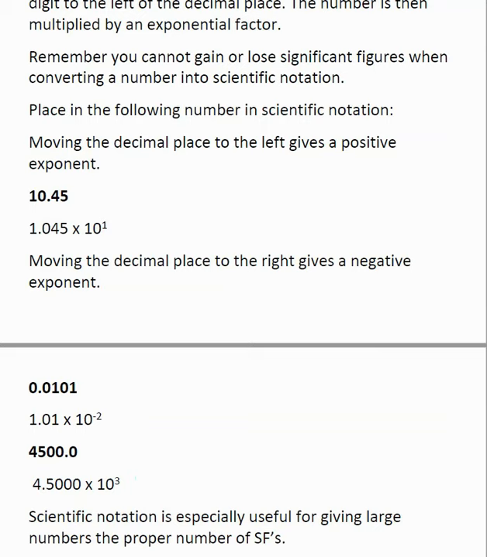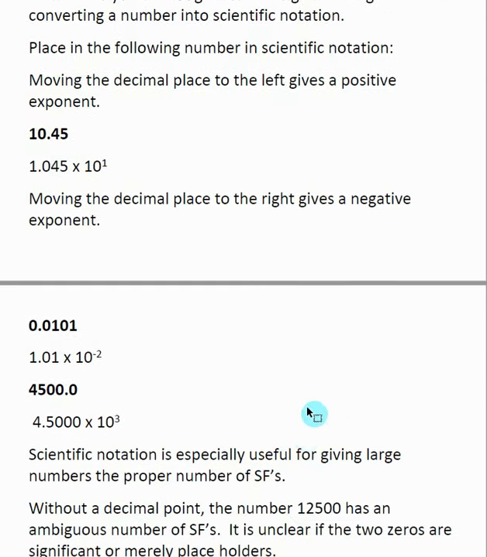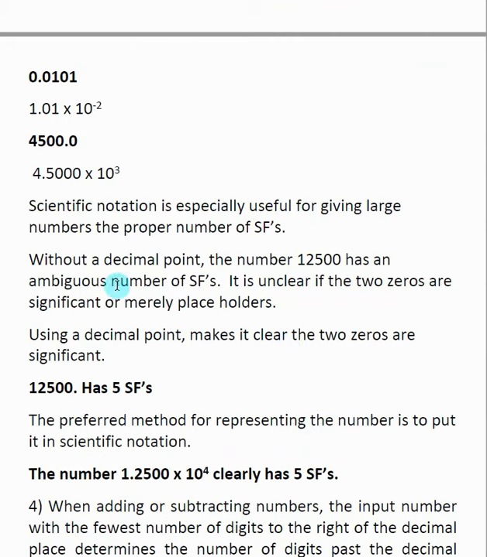Where scientific notation is really helpful is when we're dealing with a large number. And what we want to be able to do is give large numbers, make sure that they represent the proper number of significant figures. And this is where you kind of see this. If somebody writes a large number without a decimal point, it becomes ambiguous whether this number has 5 significant figures or 3 significant figures. So all the rules that we've been talking about in terms of significant figures all assume that we're dealing with a number that has a decimal point inside of there. When we don't have a decimal point, then it's really up in the air.